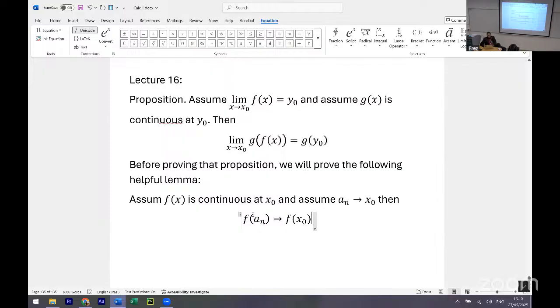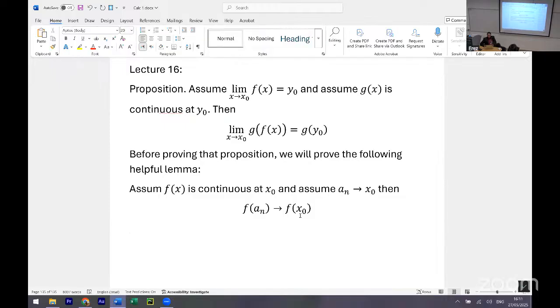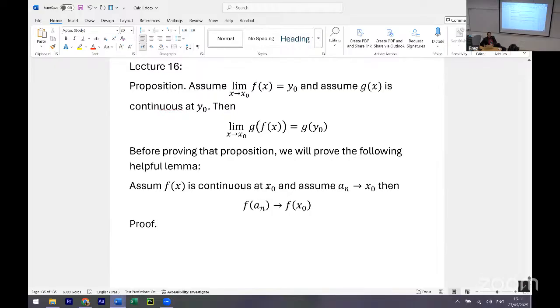And why does it follow from continuity? Because an is close to x0. Continuity says that close to x0, the y values are close to the actual y value at x0. But the proof has some twists and turns you should pay attention to. So I'll write the full proof. And after that, the proof of the proposition is really easy. That's the main tool taken out for the proposition. So what is the proof of the lemma?